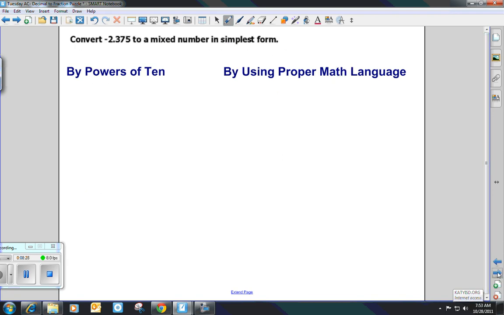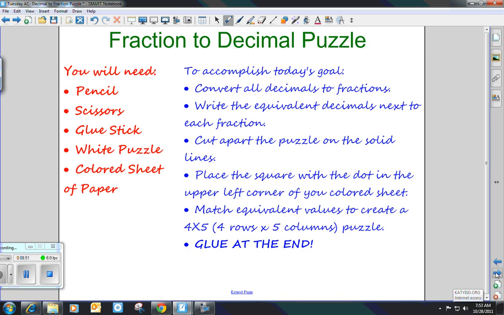I want you to do this one on your own. Just because it's a negative doesn't mean it's any different. This is -2 and 375 thousandths. It doesn't matter that it's negative because you're setting aside the whole number and working only with the decimal. So just keep your whole number negative and work with the decimal and put the two back together at the end. All right.